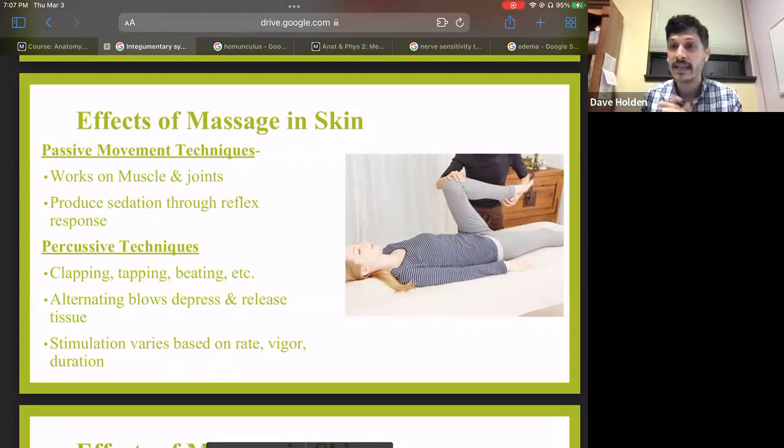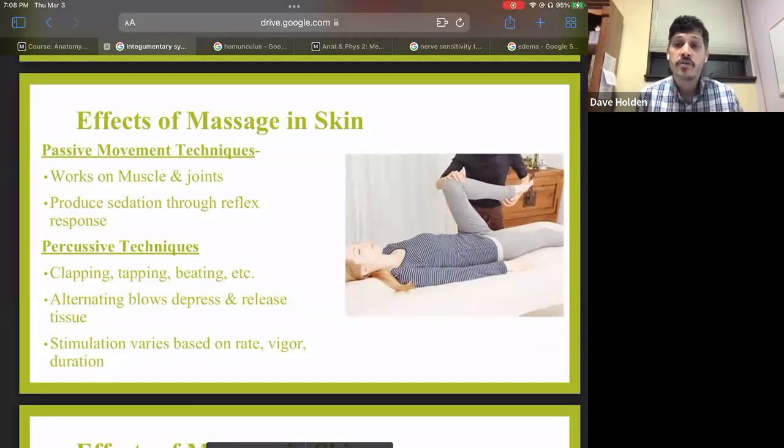And beating. Beating is done with a loose fist. Loose fist, not a curled up fist, loose fist. And the trick with beating is not to focus on the fist at all. The trick is it's all in the wrist. You're not hitting them so much as with a nice loose wrist, you're slapping them with the side of a loose closed fist. Alternating blows depress and release the tissue. Alternating blows, we mean 1, 2, 1, 2, 1, 2. Depress and release. As opposed to blows in unison. Boom, boom, boom.